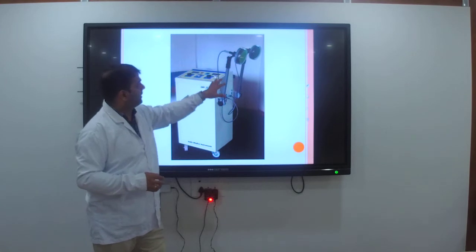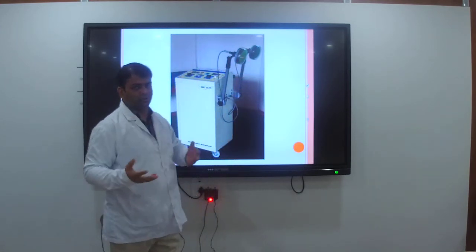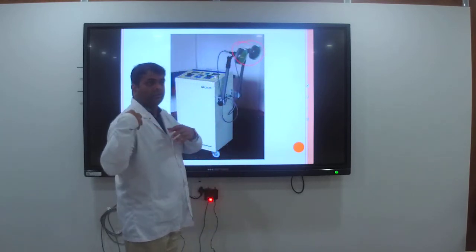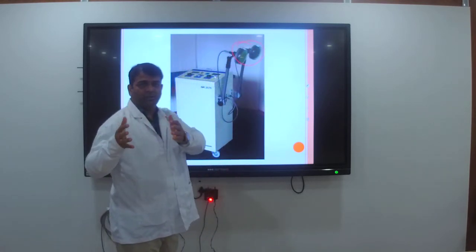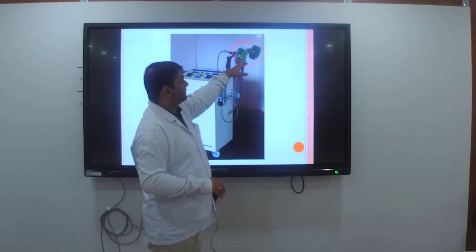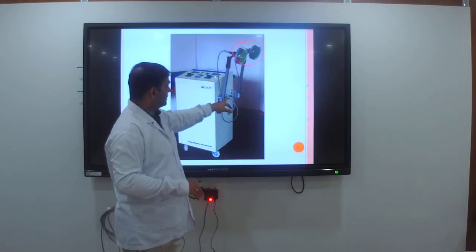For example, if you're having a shoulder pain, a frozen shoulder or something, these electrodes can be used. You should keep the shoulder and the electrodes in front of each other. So these electrodes are used. Now this is connected with the wire to the machine.